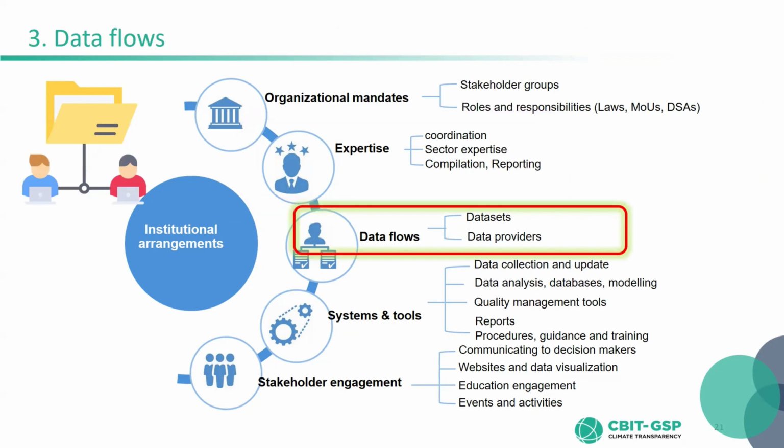Data flows. The third key component of institutional arrangements is data flows, which includes both the data sets themselves and data providers. So to have a good GHG inventory, you need regular and consistent data flows. And this could start with clearly defining what data is needed, how it will be used, and identifying also the relevant data provider across your different stakeholders.